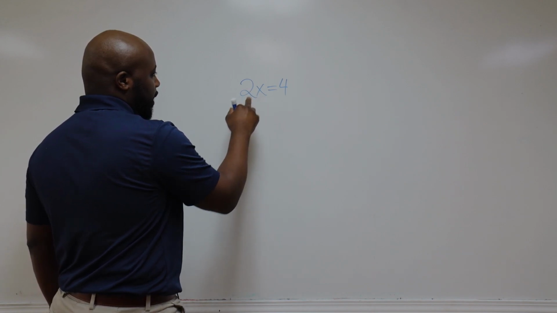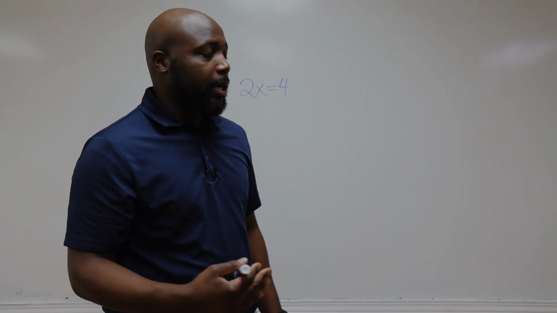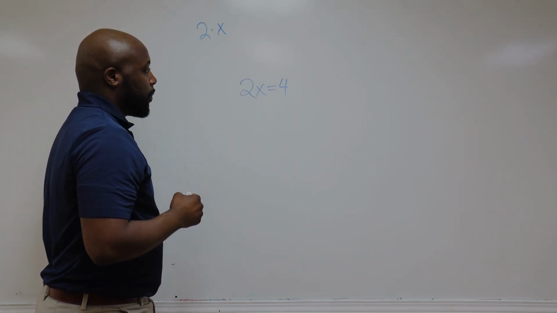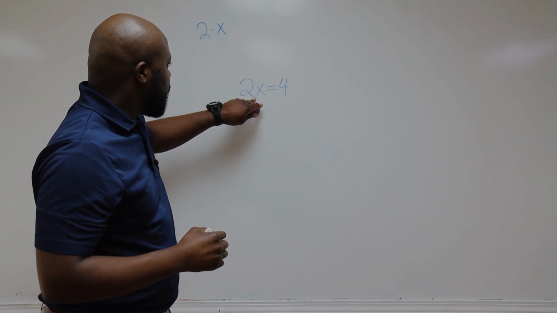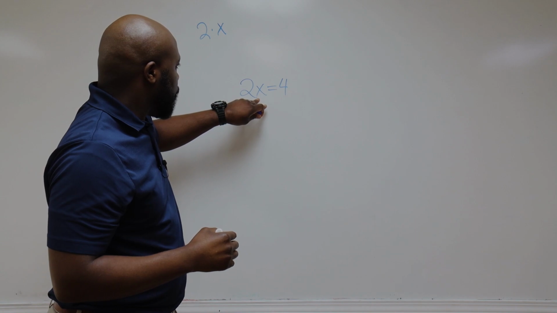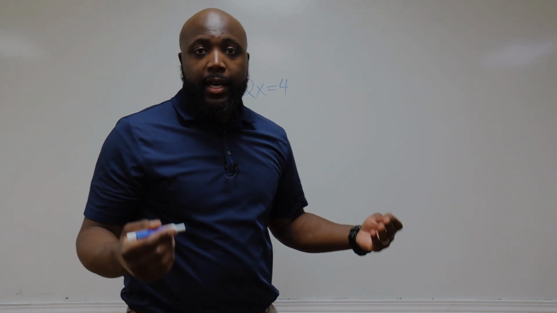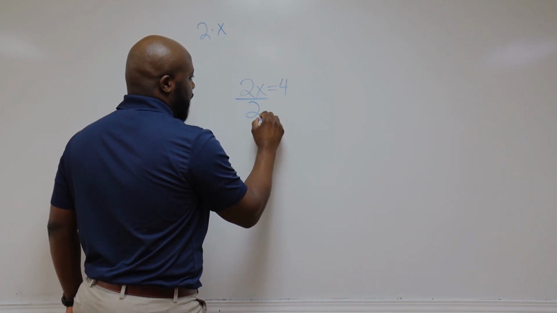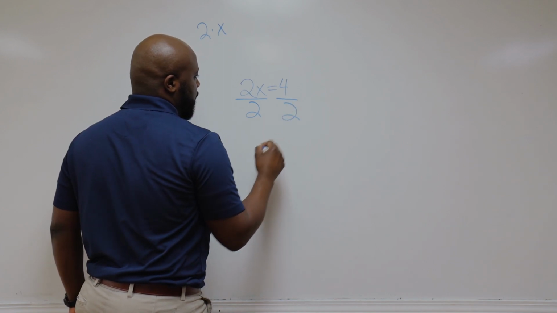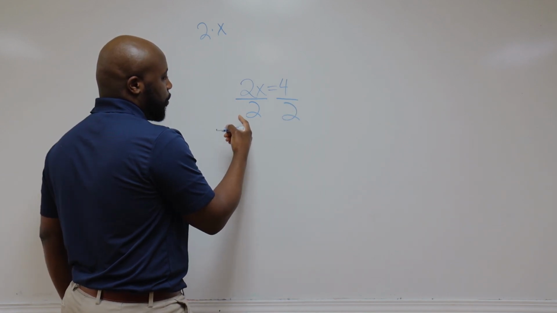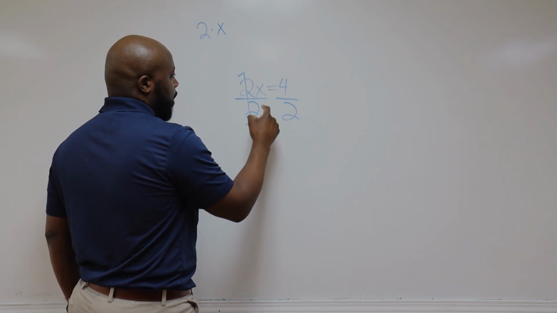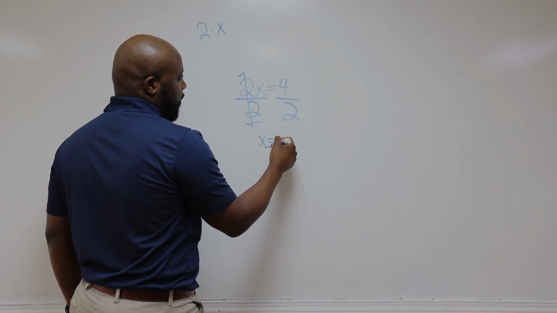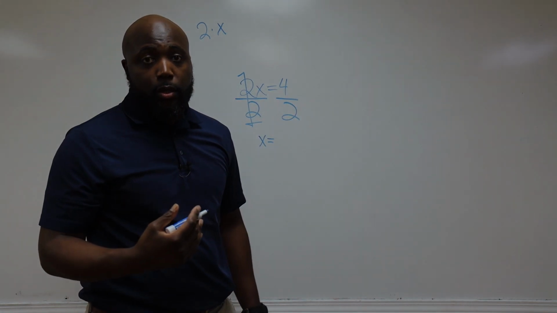So the 2 being attached to the variable is another way of saying 2 times x. Therefore, if we have 2 times x, then we have to divide by 2 on both sides of the equation. 2 divided by 2 is just a 1, right? And then we bring down our variable, and we bring down our equal sign, and then 4 divided by 2 is just 2.